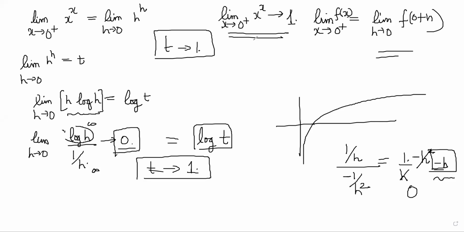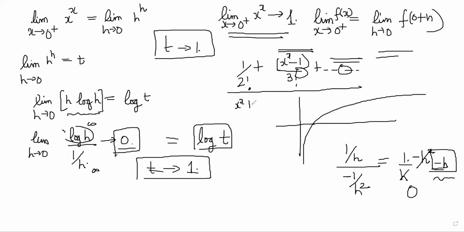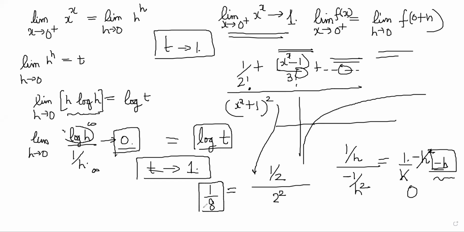If it tends to 1, now if you look at your original expression, we had 1 by 2 factorial plus some x bar x minus 1 by 3 factorial and stuff. So all of these factors disappear, become 0, 0, 0 and so on. The denominator is x bar x plus 1 whole square, so this is 1 by 2 square, which is equal to 1 by 8.